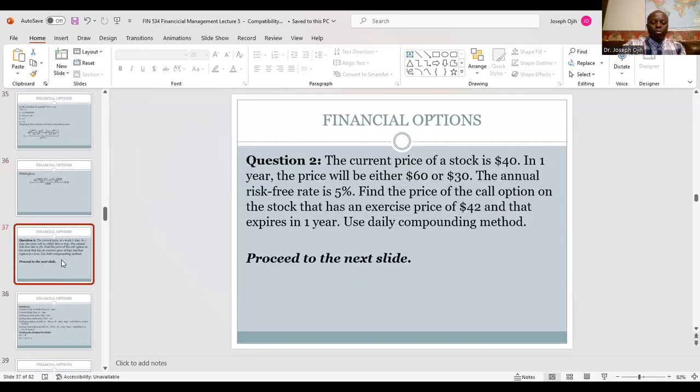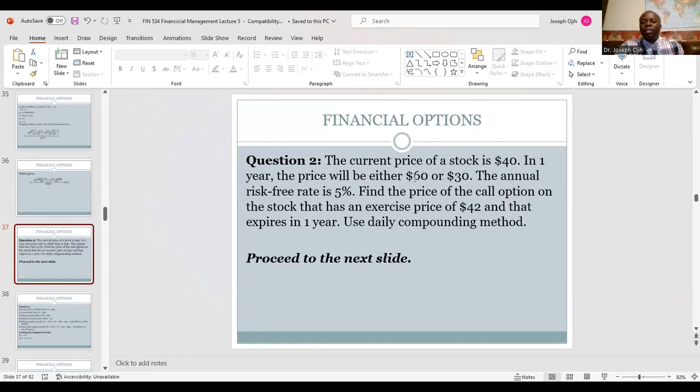Okay, look at this question here. It says the current price of a stock is $40. In 1 year, the price will be either $60 or $30. The annual risk-free rate is 5%. Find the price of the call option on the stock that has an exercise price of $42 and expires in 1 year. Use daily compounding method.